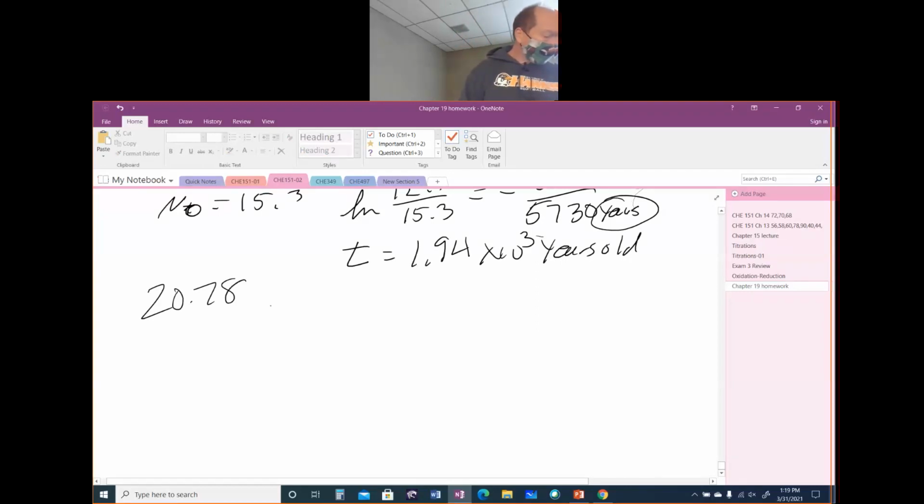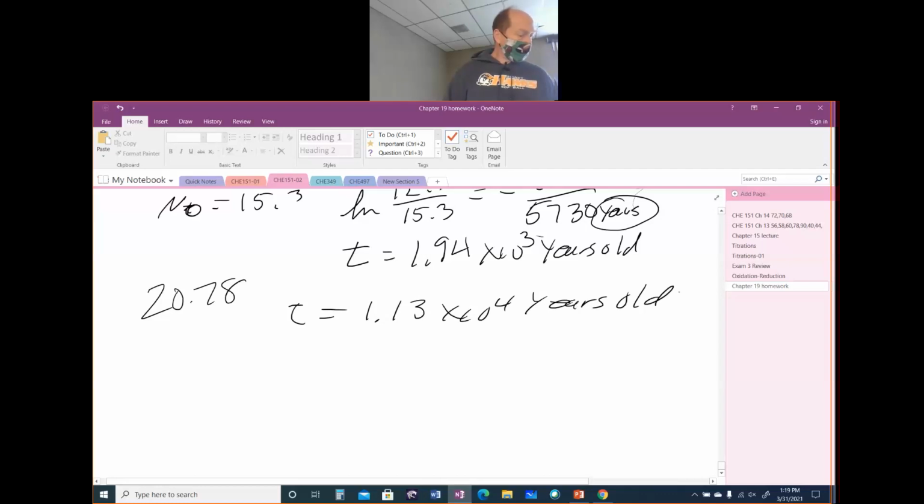Mammoth bones found in Arizona, carbon dating. They were found to be 1.13 times 10 to the fourth years old. So that is a time, which is usually what we're solving for.